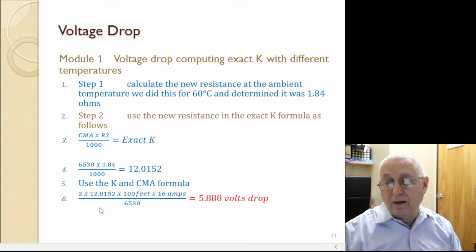Use the K and CMA formula now. 2 times 12.0152, which we calculated right here, times 100 feet, times 16 amps, divided by 6530, and we come up with that same 5.888 volt drop.